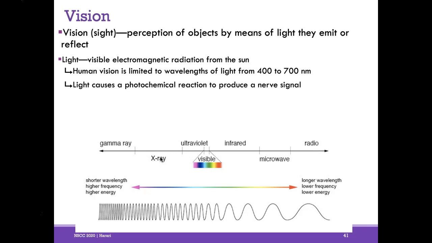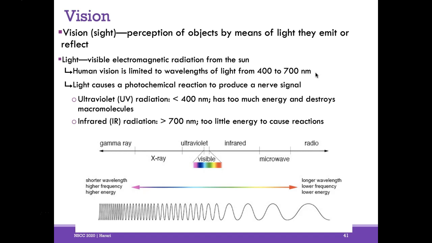Within the narrow spectrum of 400 to 700 nanometers, what the light does is cause a photochemical reaction in the retina cells and in the retina of the eye to produce a nerve signal that's sent to the brain. So light is the stimulus in this case, and these sense receptors are in the retina of the eyeball. And of course, the optic nerve, which is a cranial nerve, links the retina to the brain.